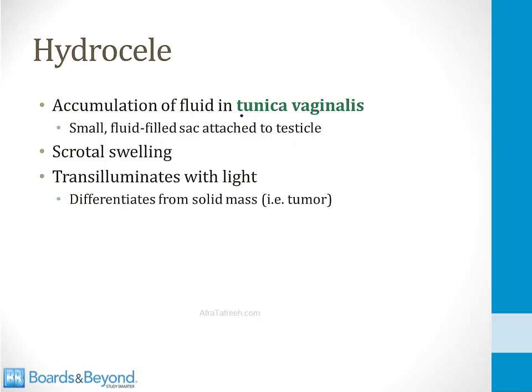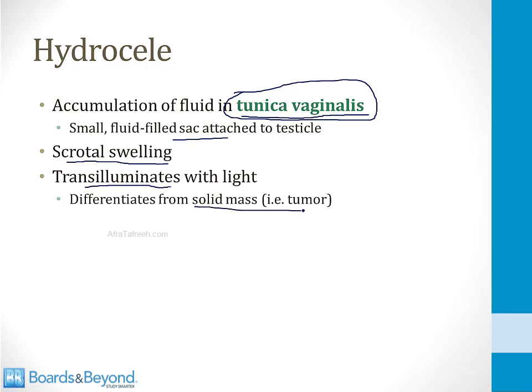Next, let's talk about a hydrocele. This is an accumulation of fluid in the tunica vaginalis. We talked about the tunica vaginalis earlier when we described the bell clapper deformity that can lead to testicular torsion. The tunica vaginalis is a small fluid-filled sac that attaches to the testicle, and when it accumulates fluid, that is called a hydrocele, and that will lead to swelling of the scrotum. And importantly, when you put a flashlight up to the scrotal swelling, a hydrocele will transilluminate, meaning it will fill with light, and this differentiates it from a solid mass or tumor, which is also in the differential diagnosis for scrotal swelling.